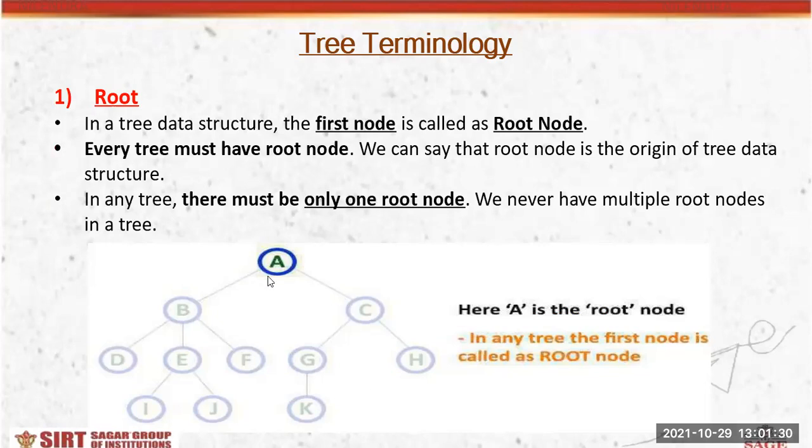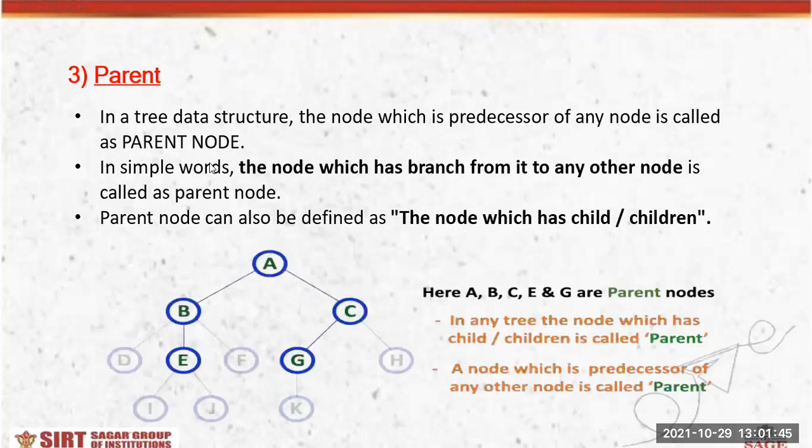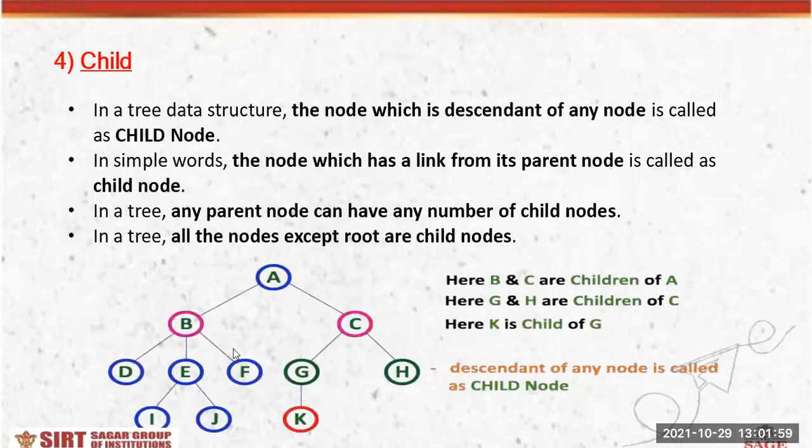Here you can see A. Then we talk about edges. The connecting link between two nodes is called an edge. So if I connect these two nodes, this becomes the edge. Then parent. A node which has a branch from it to any other node is a parent node. So this is a parent for B and C, and B is a parent for E, and C is a parent for G.